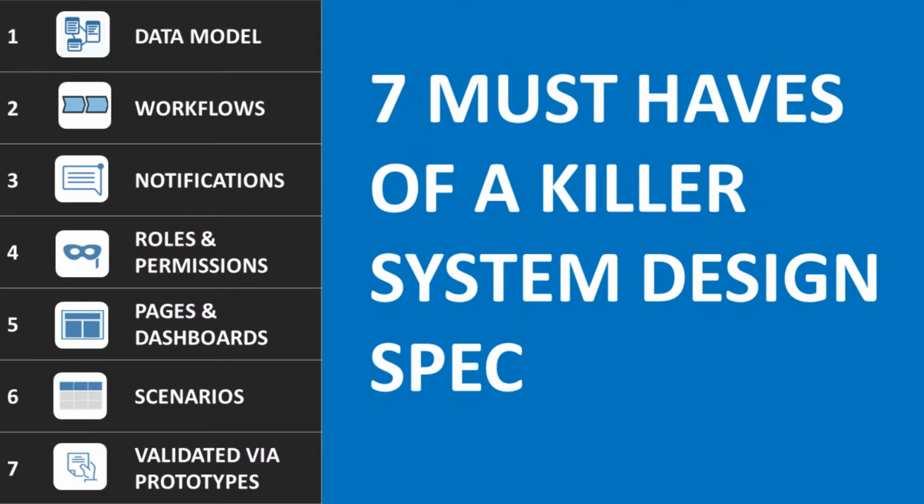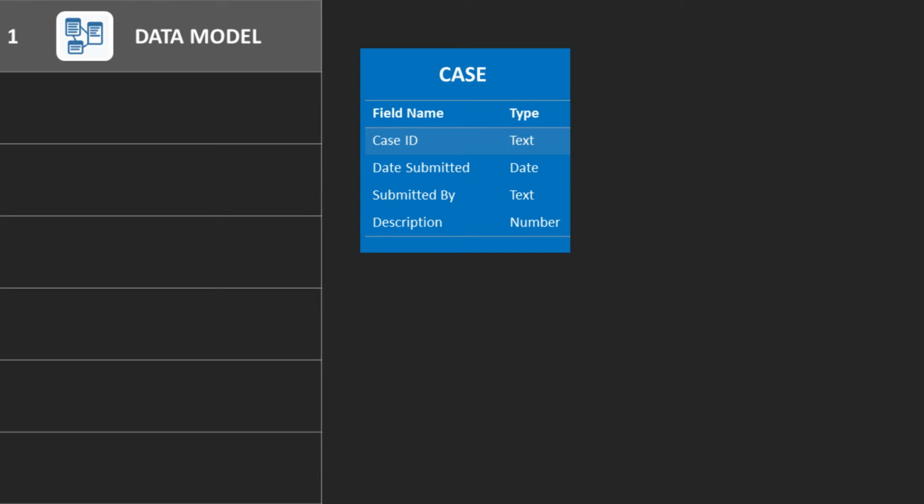In this video, we're going to talk about the 7 must-haves of a good system design spec when designing case management systems. Number 1. Data model.